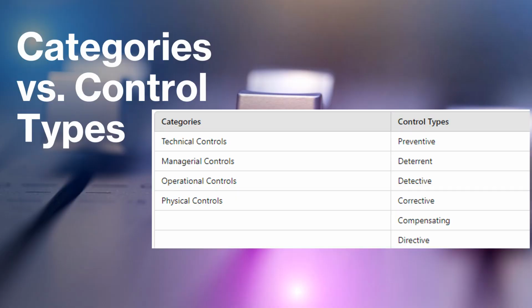Security controls are divided into two groups, categories of controls and control types. Within the categories of controls, we have technical, managerial, operational, and physical controls. And within the control types, we have preventive, deterrent, detective, corrective, compensating, and directive controls, which we'll discuss in detail coming next.